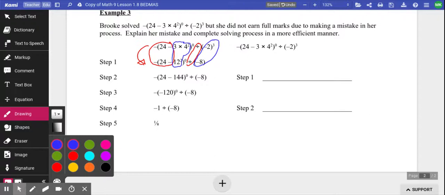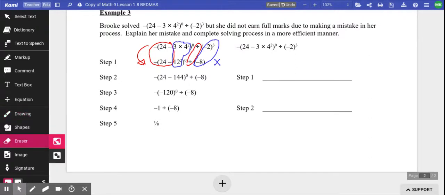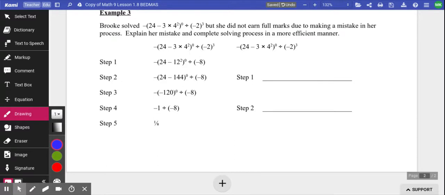Looking at the stuff in the blue, they have 3 times 4 squared turned into 12 squared. I know that exponents should have come first. They haven't done any exponents yet because the squared is still there. So their mistake was that they did 3 times 4 to get 12 when they should have done the exponents first, which would have been 4 squared is 16. So you have to follow exponents before you can do any multiplication. That's their first error.